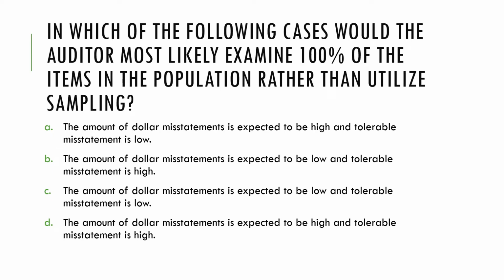Next question, in which of the following cases would the auditor most likely examine 100% of the items in the population rather than utilize sampling? Now, there are certain circumstances where 100% testing will be more appropriate. Letter A would say the amount of dollar misstatement is expected to be high and tolerable misstatement is low. So, assuming, for example, that the expected misstatement is 10,000 and you're only willing to tolerate up to 500, in that case, do not perform sampling. You test the entire population. For the auditor to utilize sampling, the tolerable should generally be higher than the expected. So that's why the answer to this is alpha.